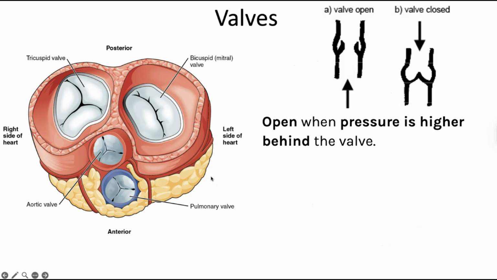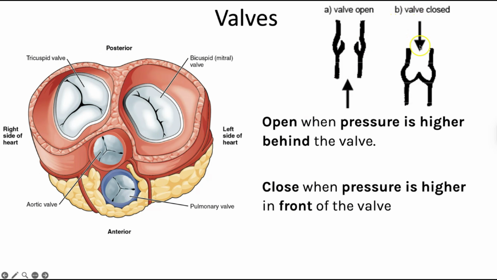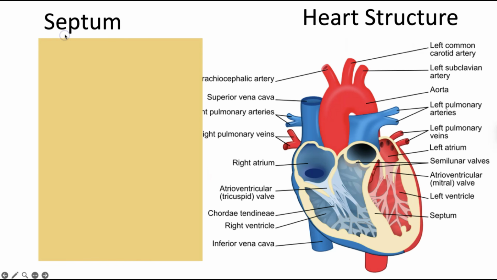Now, valves will open when the pressure is higher behind them, forcing them open, and a valve will close when the pressure is higher in front of them. And in this way, they control the flow of blood so that it only goes in one direction, and it prevents the backflow of blood in veins, but also within the heart, making sure that the blood does go from the atria into the ventricles, out of the arteries.